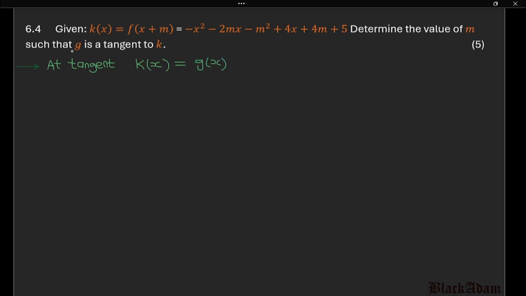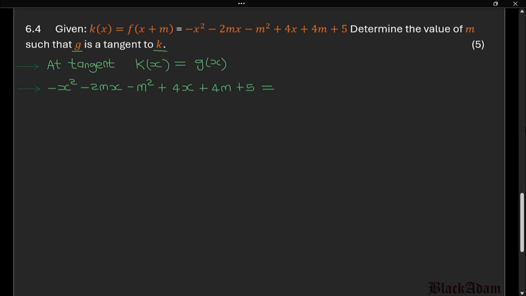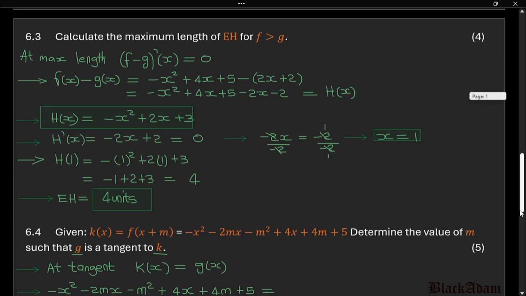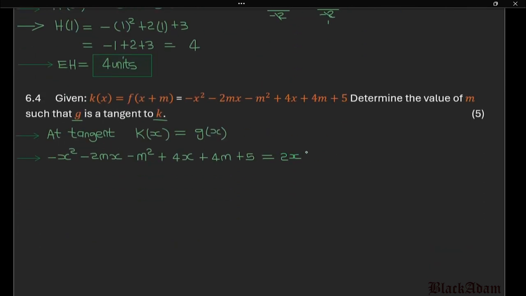So we already know that the G value is 2x plus 2, and then from there we write the equation: negative x squared, negative 2mx, negative m to the power 2, that's the equation for K, plus 4m plus 5, is equal to our G there, which is 2x plus 2. So we take everything on the left to the right, so the signs will change.